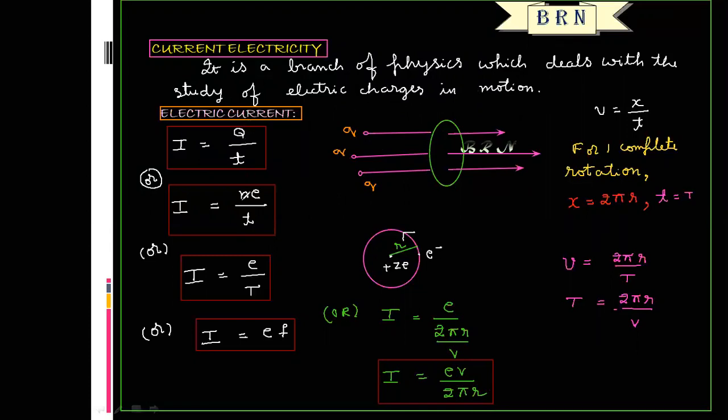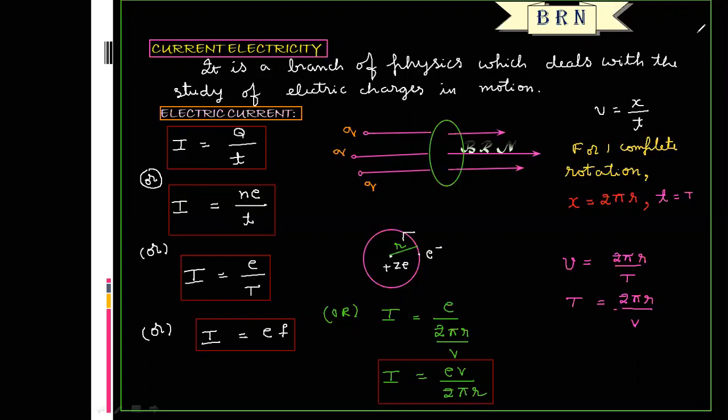So these are the different forms of electric current. The first one is I is equal to Q by T. The second one, I is equal to Ne by T. The third one, I is equal to E divided by capital T. The fourth one, I is equal to EF. And the last one, I is equal to EV divided by 2 pi r.